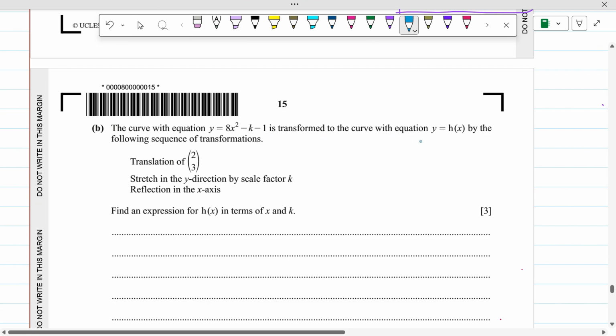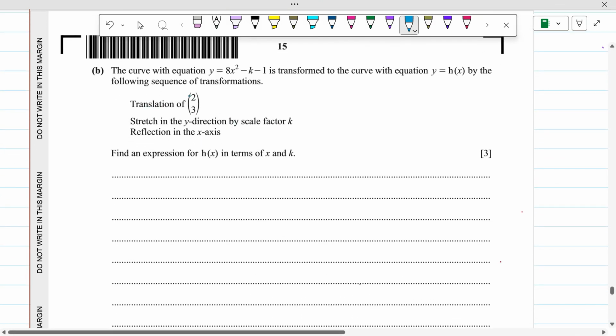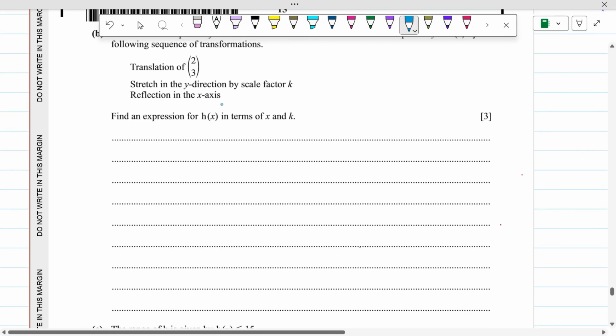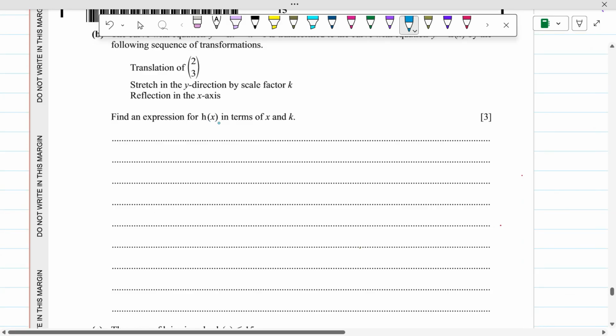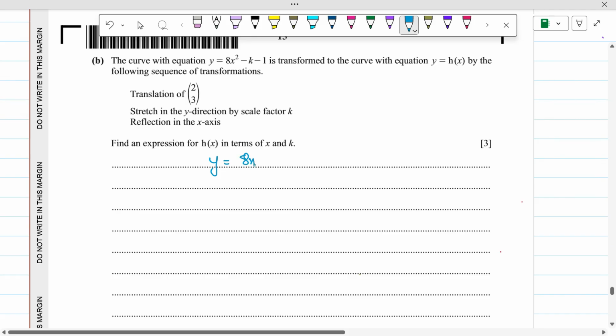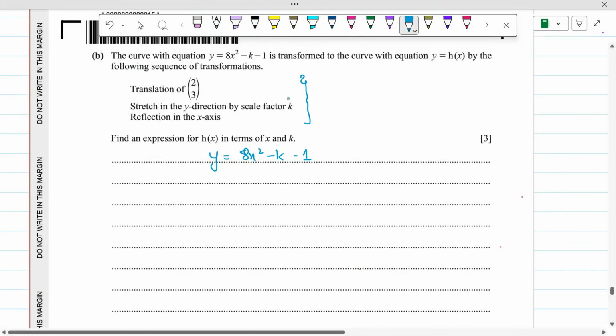Now part B. The curve with equation y is equal to 8x squared minus k minus 1 is transformed to the curve with equation y is equal to h of x by the following sequence of transformations. First, a translation by (2, 3), then a stretch in the y direction by scale factor k, then a reflection in the x-axis. Find the expression for h of x in terms of x and k. So we have y equal to 8x squared minus k minus 1, and this curve undergoes the following sequence of transformations.